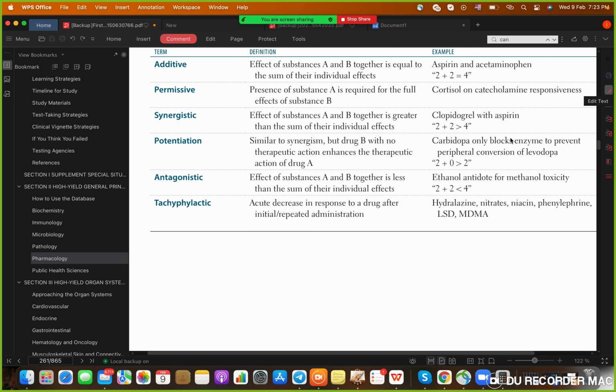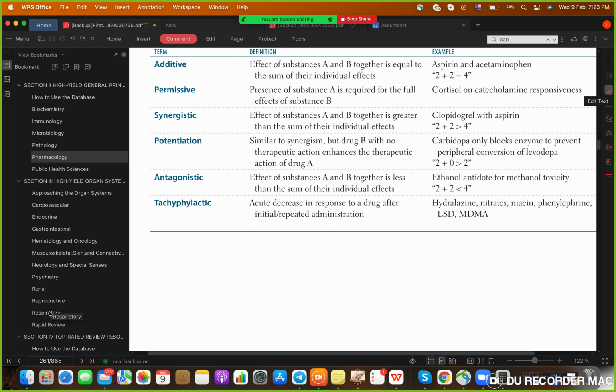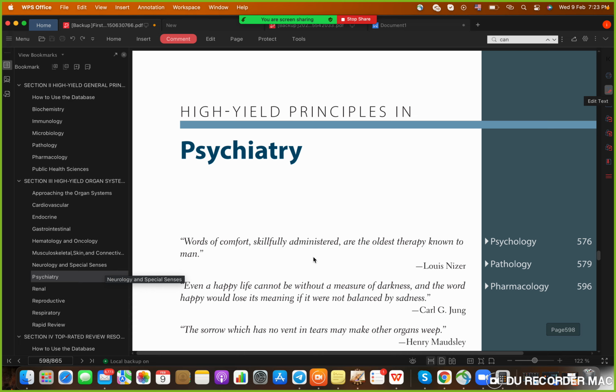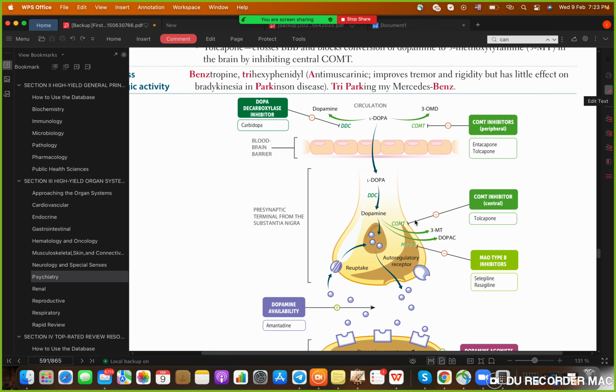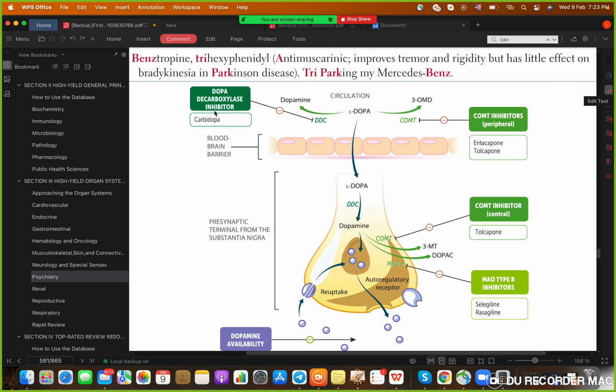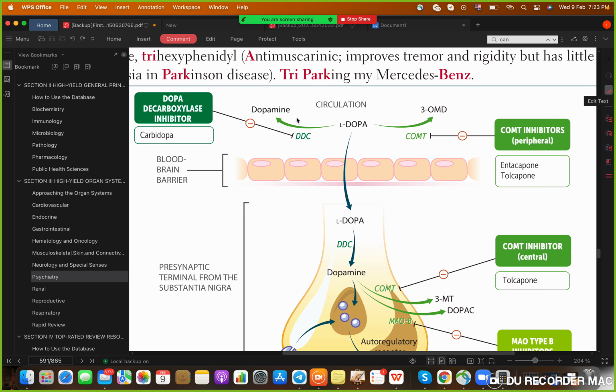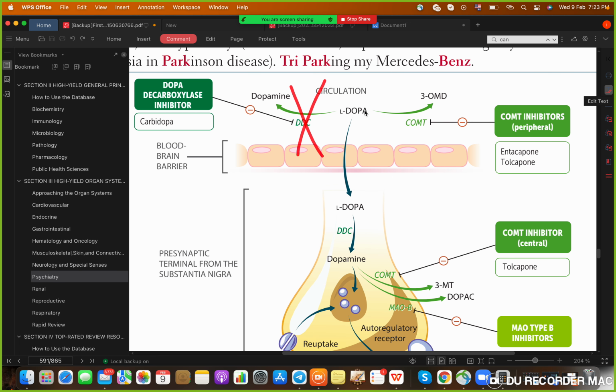For example, carbidopa blocks the enzyme to prevent peripheral conversion of levodopa. What does that even mean? Well, if you go to neurology and check this drug. So yeah, carbidopa inhibits something called dopa decarboxylase, okay? This dopa decarboxylase normally destroys the L-dopa, and now because the L-dopa is not destroyed anymore, it can go to the CNS. So without carbidopa, L-dopa will be useless.